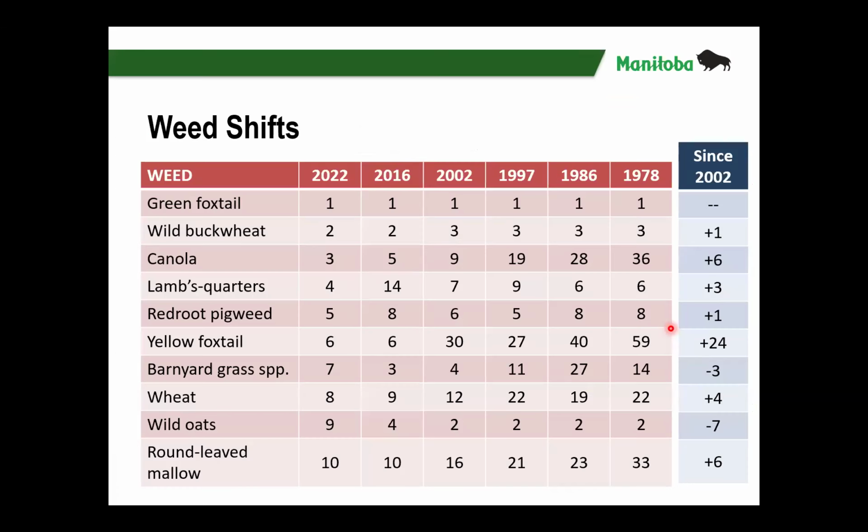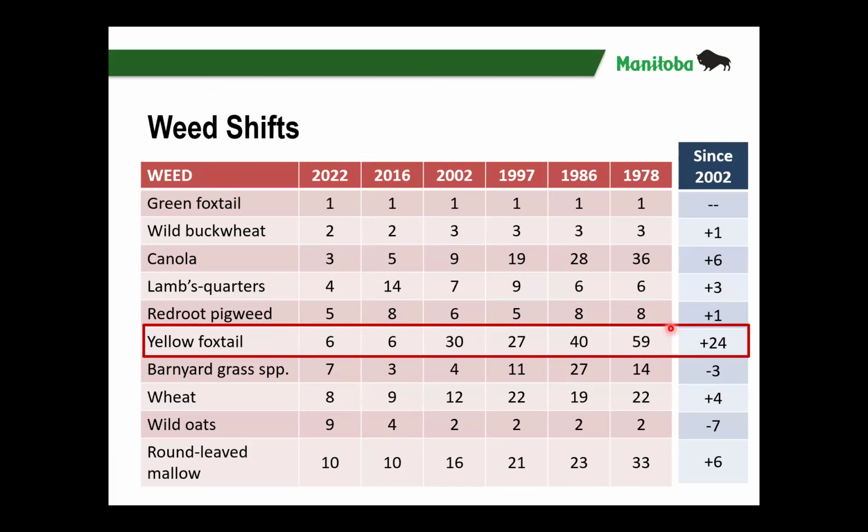When we're looking at species weed shifts, just to tease that out a little bit more, some of the things that we really notice, again, here's green foxtail. That's been number one all the way along. Wild buckwheat's always in the top 2 or the top 3. It's very similar. Canola's moved up significantly since the last big survey in 2002. We hadn't done a survey in quite a while. But we did 2002, we did 2016, and then we did 2022.